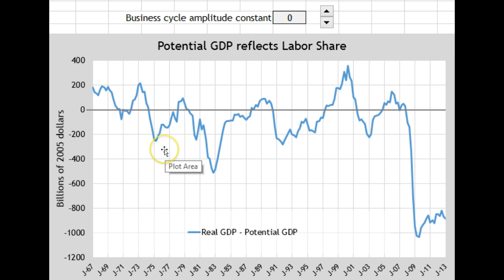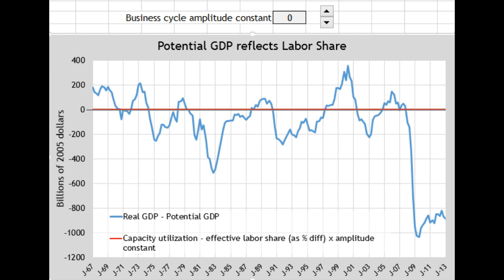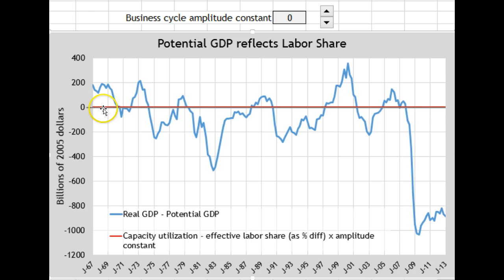Now I'm going to bring in the view of labor share. I'm going to bring in a new line into this graph. Now you can't see the line yet. It's a red line here on the 0. This line is going to be capacity utilization minus effective labor share as a percentage difference. So it's capacity utilization minus effective labor share divided by effective labor share. So you get the percentage difference. I'll explain that better in the post.